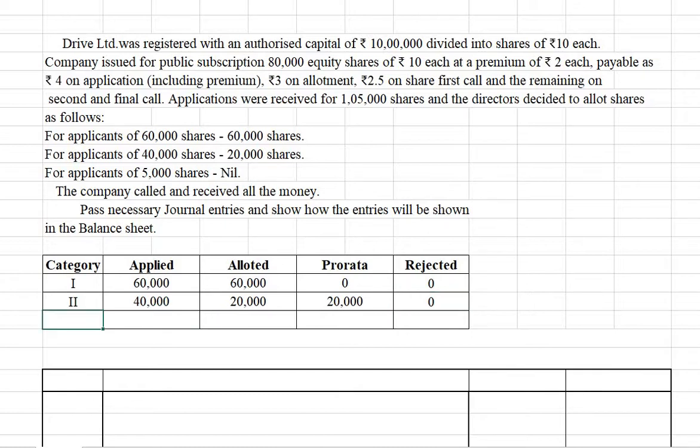Then the third case. What is the specialty of the third case? 5,000 shares are applied, or applicants of 5,000 shares, for them nothing is allotted. That means nothing is allotted, no pro-rata, that means full amount is rejected. That means 5,000 shares into 4 rupees, 20,000 rupees is rejected. So this is just for understanding purpose. You can consider it as working note.